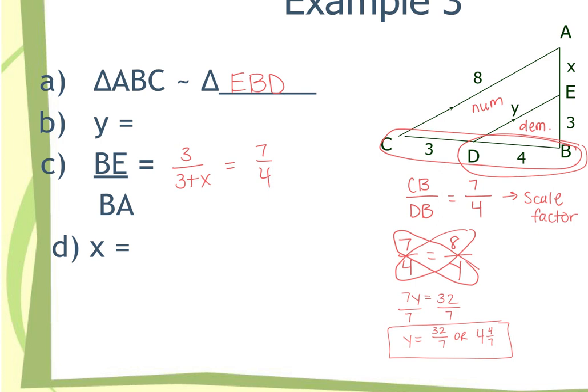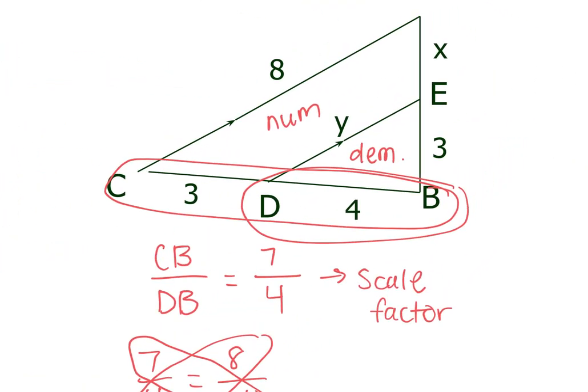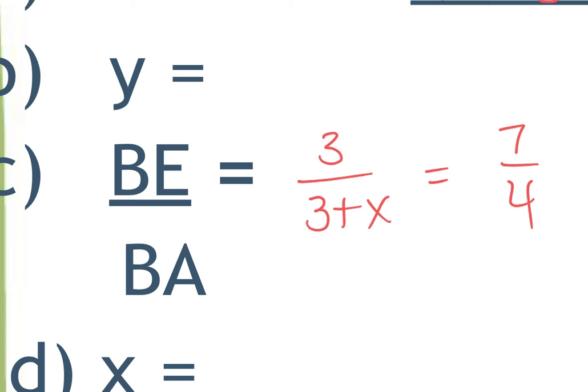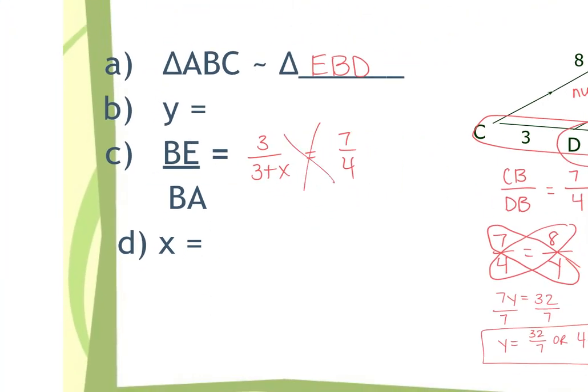Why can't I do that? I can do it if something was changed, but the way that this is set up right now, something's wrong. Very good. The BE is from the smaller triangle, and we wrote in the beginning that has to be in the denominator. Is BE in the denominator? No, it's in the numerator. So this is wrong, okay? Do not write it like this. You're going to have to flip it and write 3 plus x over 3 equals 7 over 4, okay? Make sure you stay consistent with your numerators and denominators when you're creating these proportions.